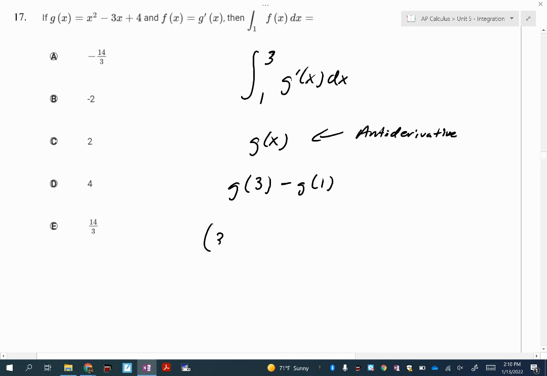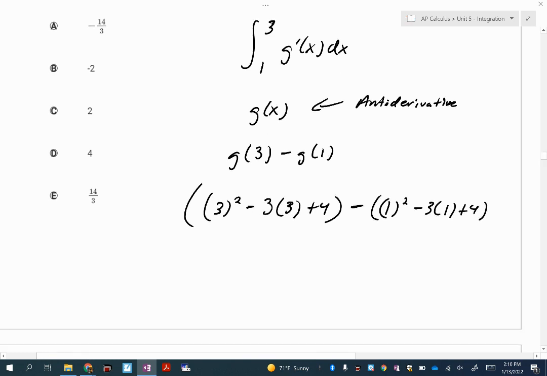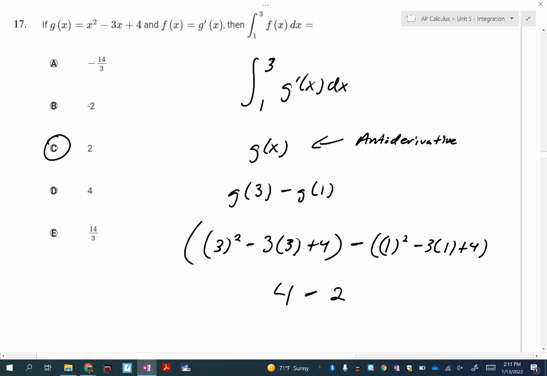So that's going to be 3 squared minus 3 times 3 plus 4, whatever that is, minus (1 squared minus 3 times 1 plus 4). All right, so whatever that is will give us our value here. 3 squared is 9. 9 minus 9 is 0, so that's 4. And then minus, that's going to be 1 minus 3, which is -2, plus 4 is 2. So 4 minus 2 is positive 2.